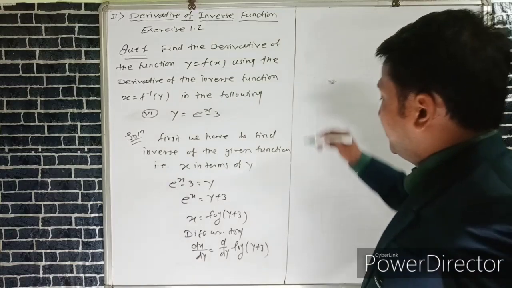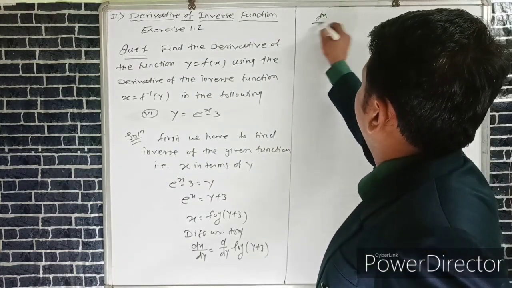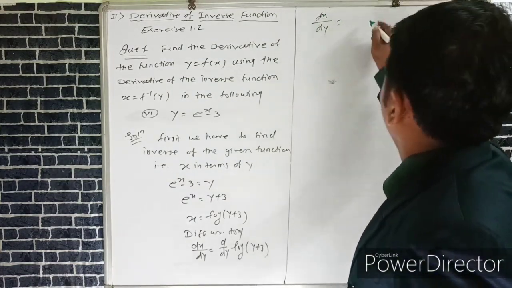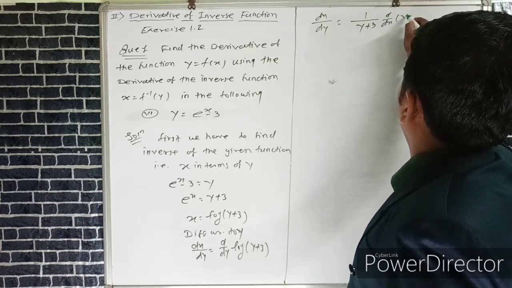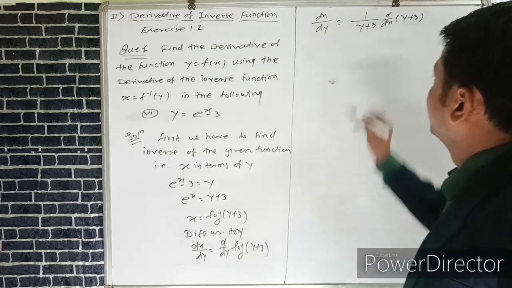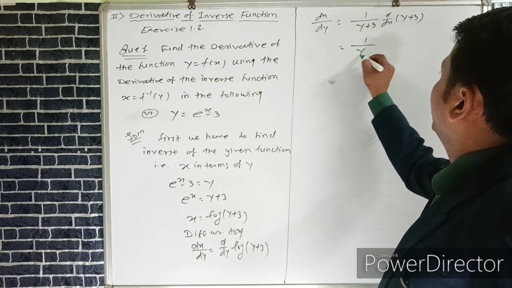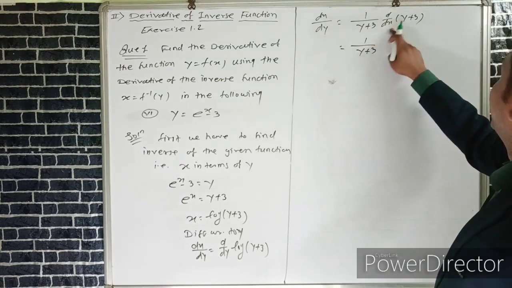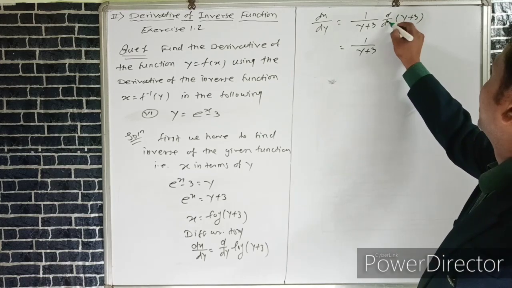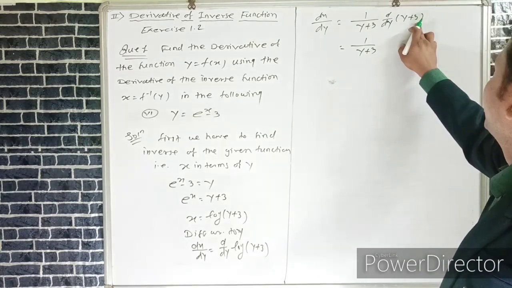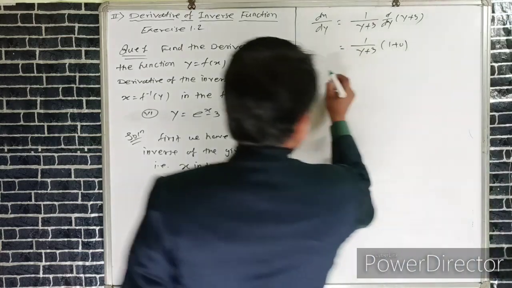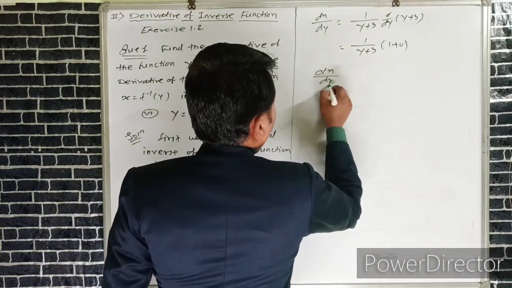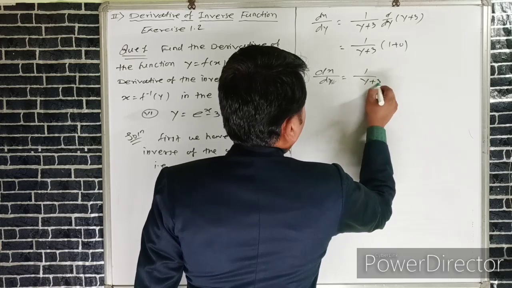We know that the derivative of log x is 1 by x, hence we can write dx upon dy is equal to 1 upon y plus 3 into the derivative of y plus 3, by using the chain rule. The derivative of y with respect to y is 1, and the derivative of 3, which is a constant function, is 0. Hence we can write the value of dx upon dy is equal to 1 upon y plus 3.